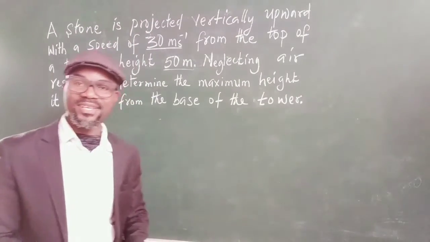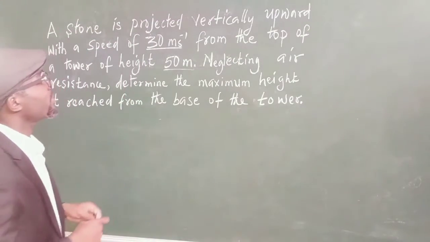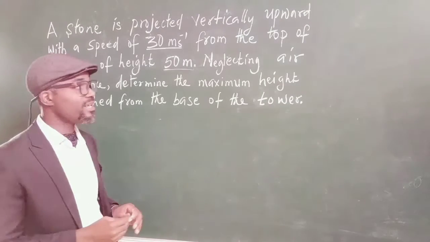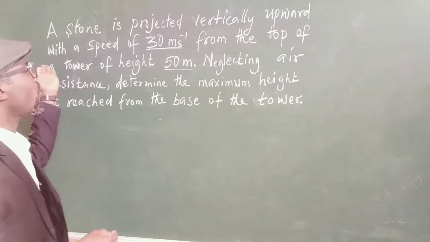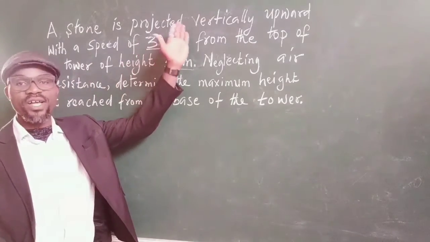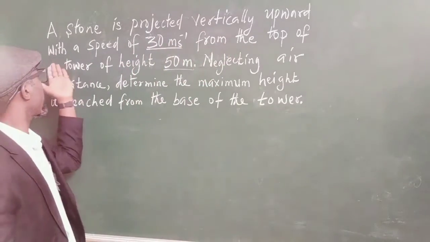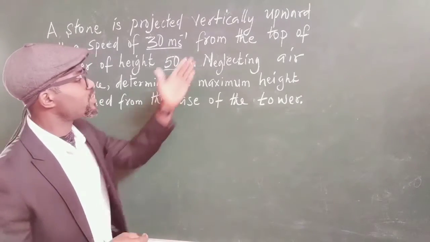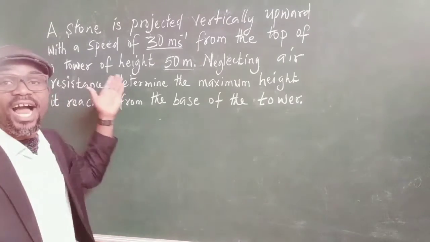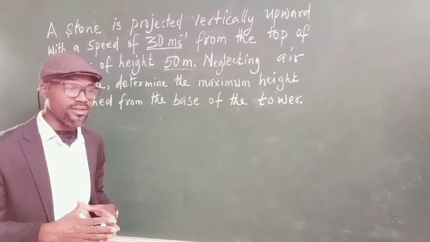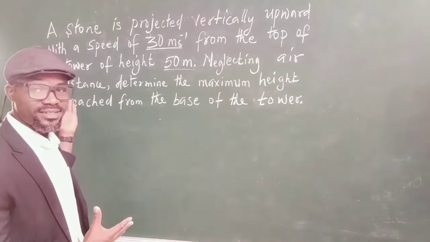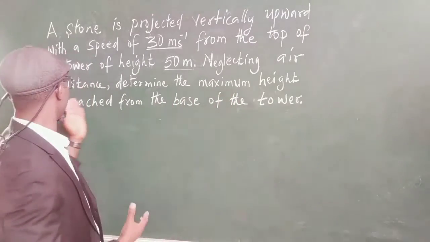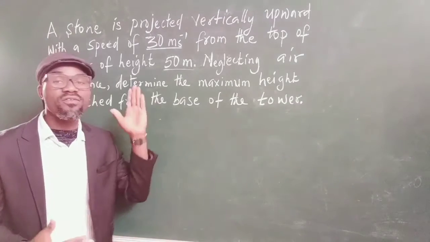Hello, my dear friends. The question on the board is very simple, and we're going to look at it critically. The question is: a stone is projected vertically upward with a speed of 30 meters per second from the top of a tower of height 50 meters. Neglecting air resistance, determine the maximum height it reached from the base of the tower.